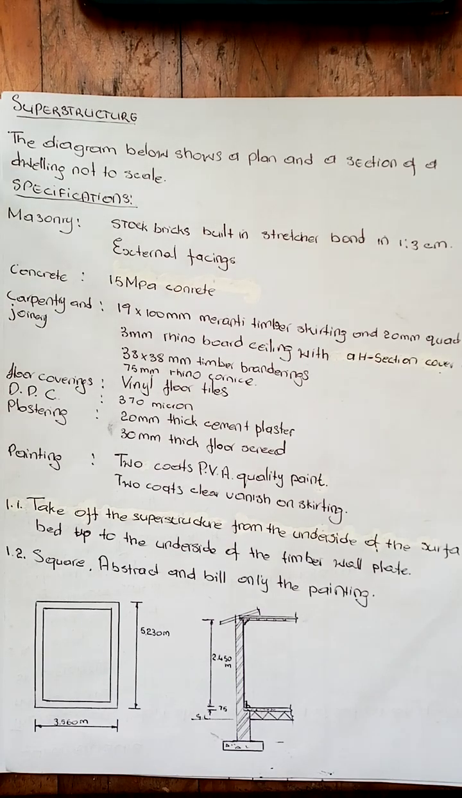Hello and welcome back. Today we must know how to measure the superstructure plan. Before me, here is the question. The diagram below shows a plan and a section of a dwelling, not to scale. These are the specifications. Masonry: it is in stock bricks, built in stretcher bond in 1:3 cement mortar.